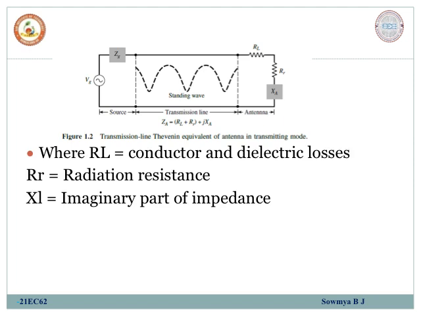Now in this diagram, RL represents the conductor and dielectric losses, RR represents the radiation resistance, and XA represents the imaginary part of the impedance.